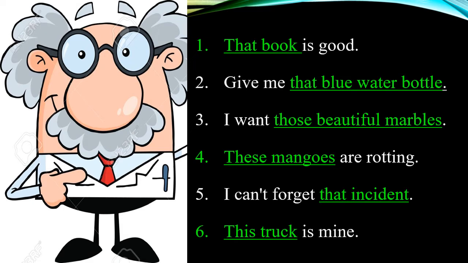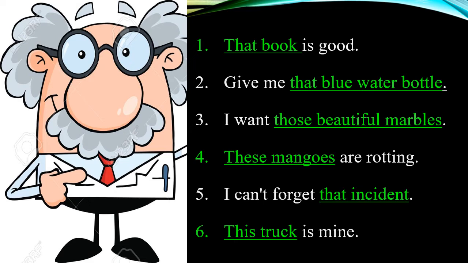Give me that blue water bottle. I want those beautiful marbles. These mangoes are rotting. I can't forget that incident. This truck is mine. So here, that book, that blue water bottle, those beautiful marbles, these mangoes, that incident, and this truck. All these highlighted words are showing the use of demonstrative adjectives.